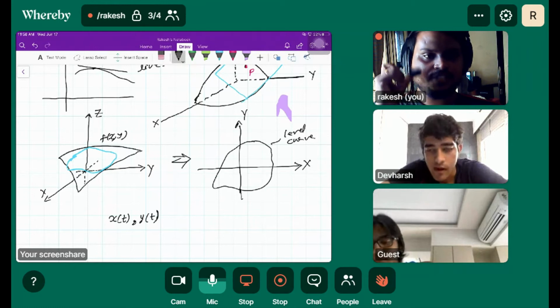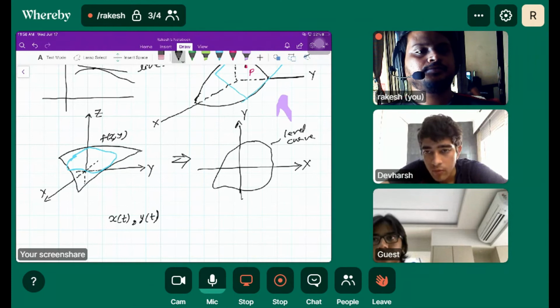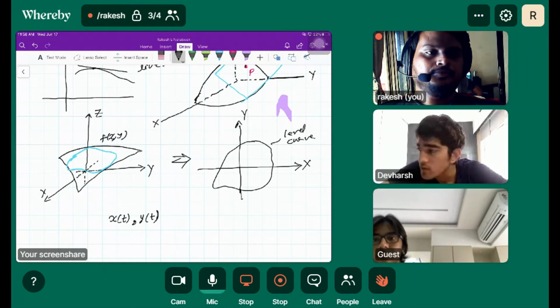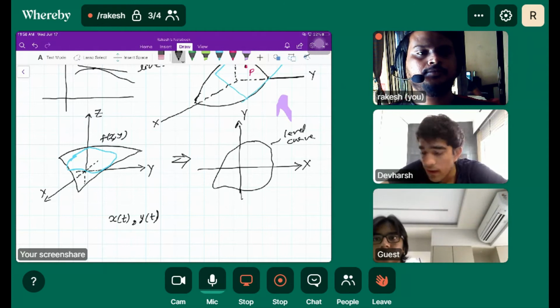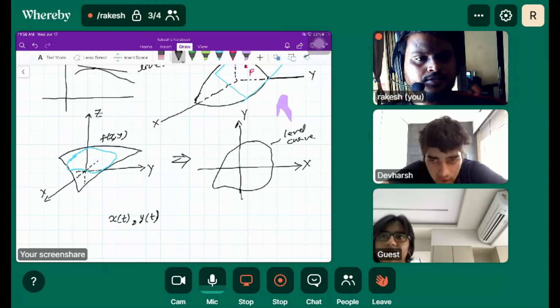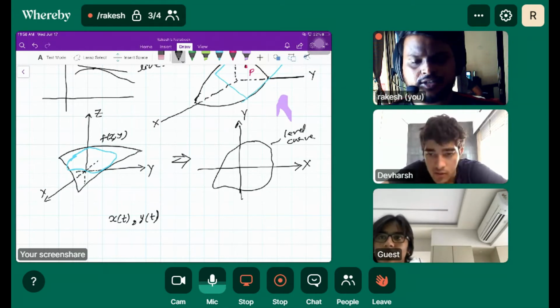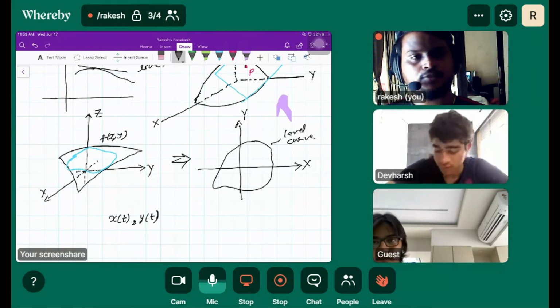What is the parametric form of the circle? The normal form is x square plus y square is the standard equation. x by t the whole square plus y by t the whole square. No, no, no. What are you talking about? So the parametric form of the circle is x is equal to a cos theta, or a cos t, you can say, and y is equal to a sin t. That is the parametric form of the circle.